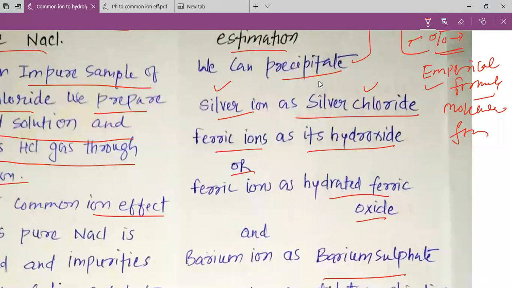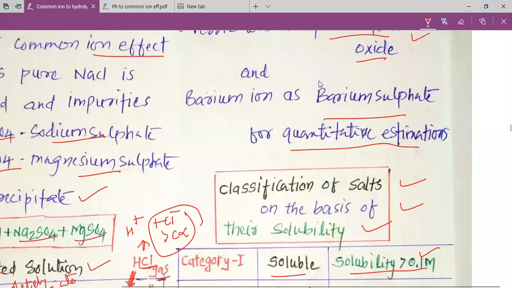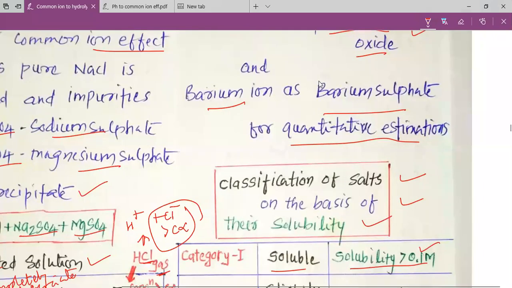So by using the chloride ions, we can completely precipitate the silver ion so that its percentage can be calculated. Same way, ferric ions, which are water insoluble or form sparingly soluble salts, using the hydroxide or oxides common ion effect, we can precipitate them as ferric hydroxides or hydrated ferric oxides. Same way, my dear students, barium compounds are sparingly soluble, and that is why by using the technique of common ion effect, we can precipitate them completely as the barium salt.